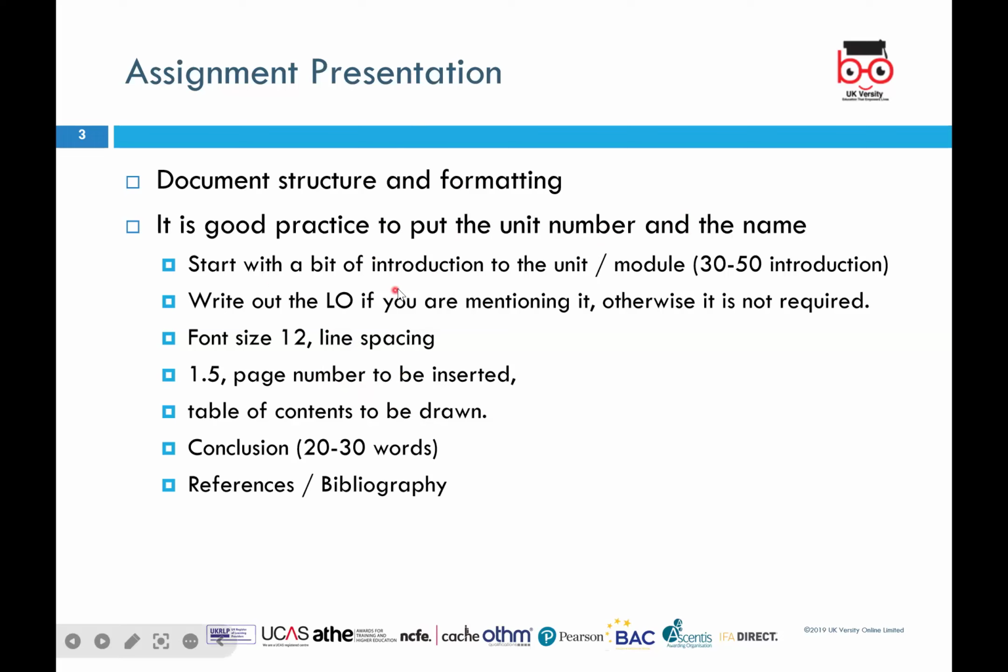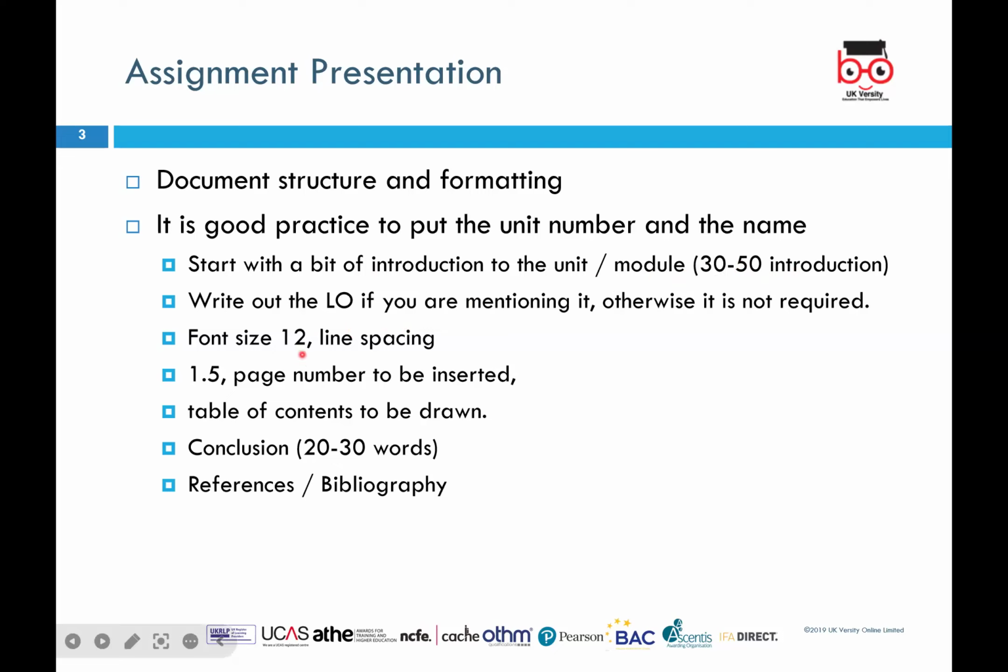So you start with a bit of introduction to the unit. What is the unit about, or the module? That's just 30 to 50 words in your introduction. You write about what you have learned in this whole unit. Write down the learning outcome if you are mentioning it. We've talked about the 4 learning outcomes that we have discussed just now. Otherwise, it's not required. Okay.